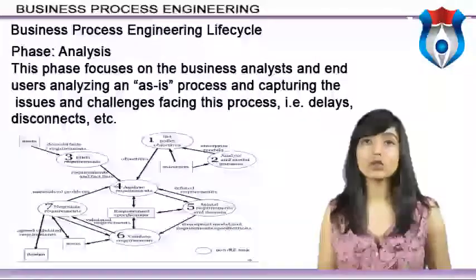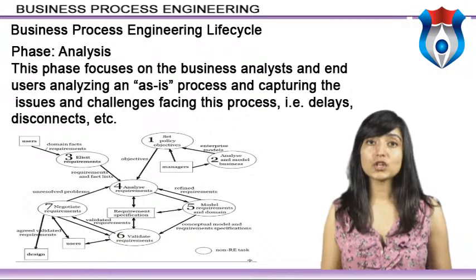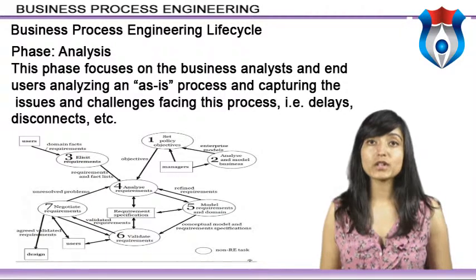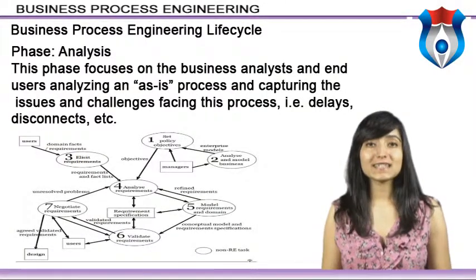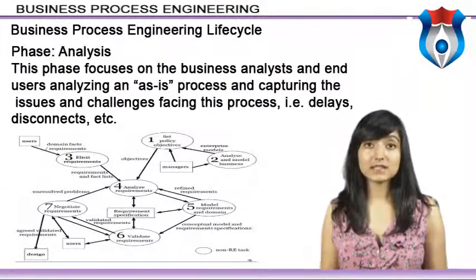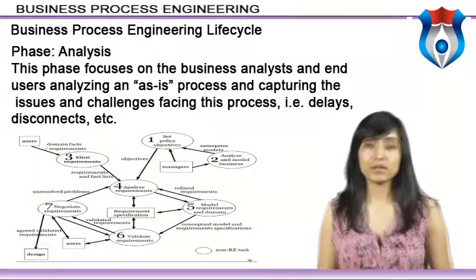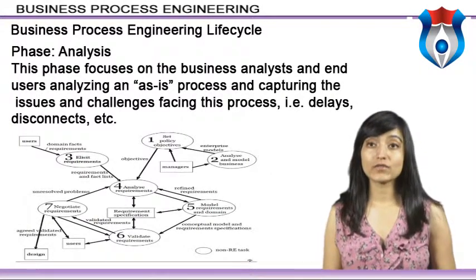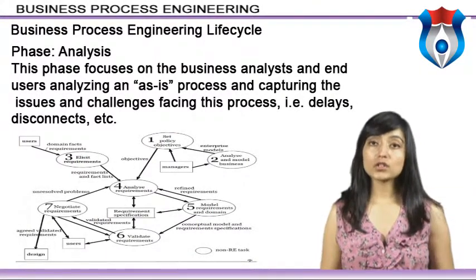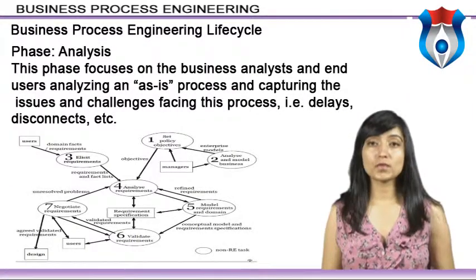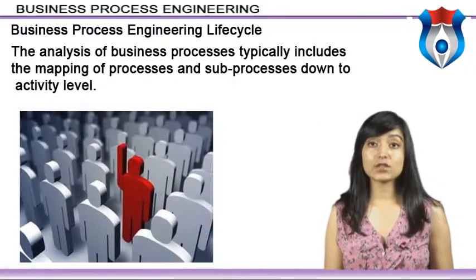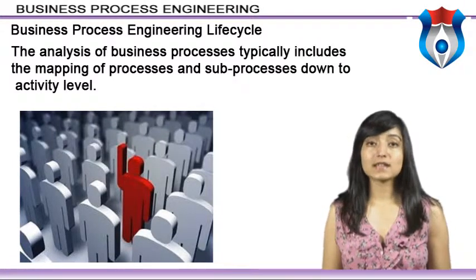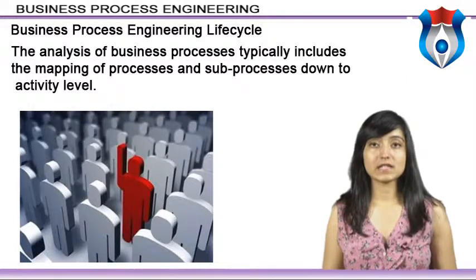This phase focuses on the business analysts and end users analyzing an as-is process and capturing the issues and challenges facing this process, that is, delays, disconnects, etc. A business process can be decomposed into several sub-processes which have their own attributes but also contribute to achieving the goal of the super process. The analysis of business processes typically includes the mapping of processes and sub-processes down to activity level.